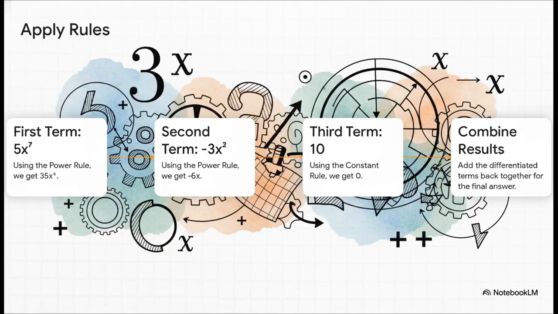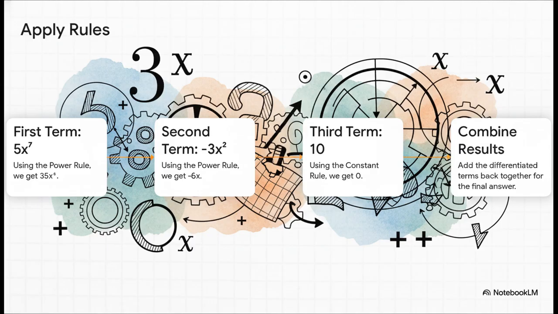Okay, so thanks to that sum/difference rule, we're just going to go term by term. Let's start with the first one, 5x^7. We use the power rule. We bring that 7 down in front, multiply it by the 5. That's 35. Then we subtract 1 from the exponent, so 7 becomes 6. Boom! 35x^6. Easy. Next term, negative 3x^2. Same deal. Bring the 2 down, multiply by negative 3. That's negative 6. The exponent 2 becomes a 1, so we get negative 6x. And that last term, the 10, well, what's that?